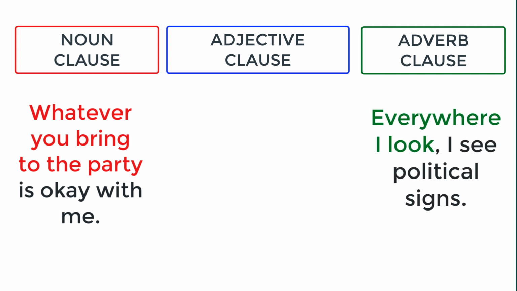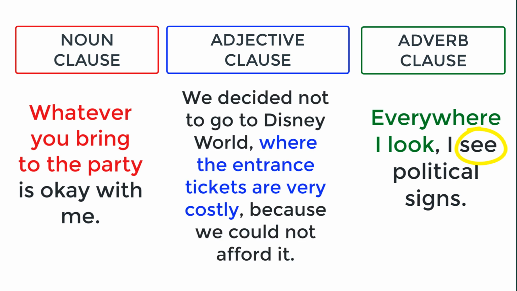Everywhere I look, I see political signs. In this example, everywhere I look is an adverb clause, modifying the verb see. Where do I see? Everywhere I look. We decided not to go to Disney World, where the entrance tickets are very costly, because we could not afford it. In this example, where the entrance tickets are very costly is an adjective clause, describing Disney World.